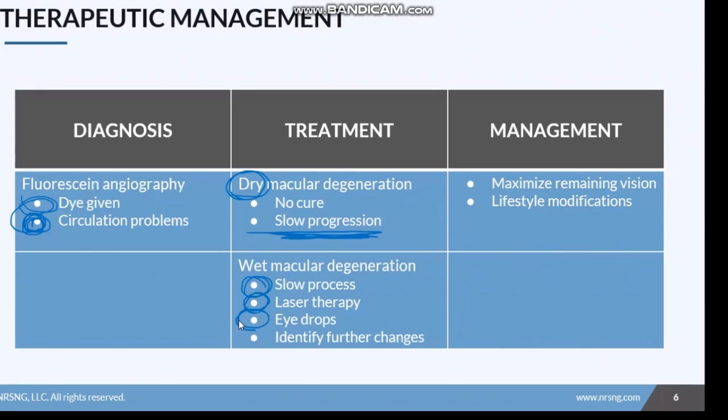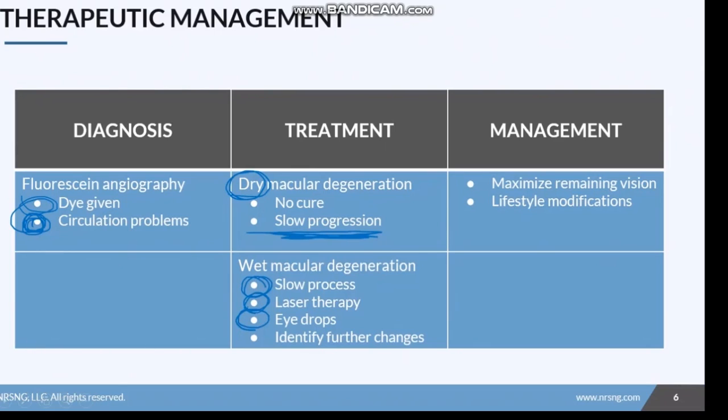And something to just keep in mind with wet macular degeneration, the fluid and blood can be reabsorbed by the body. So that's just something to keep in mind. So there are these other treatment modalities, but sometimes the body can take care of some of that by itself.